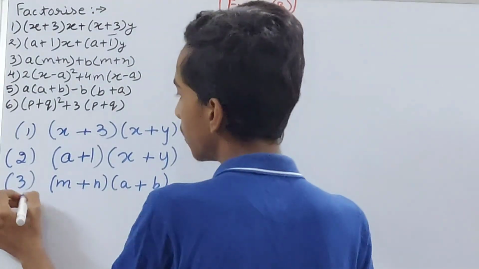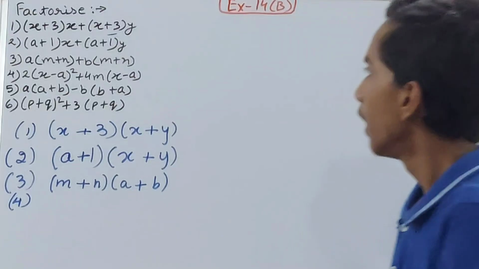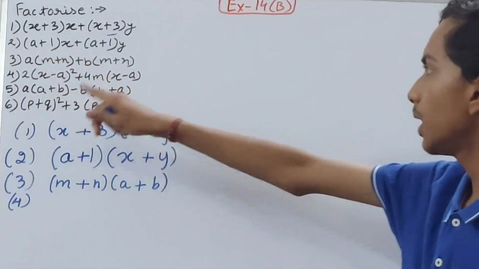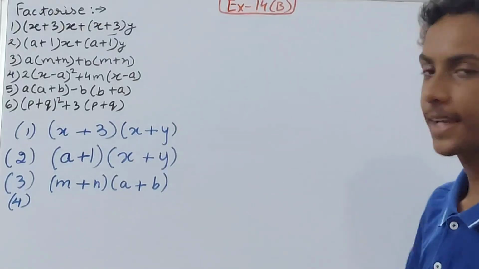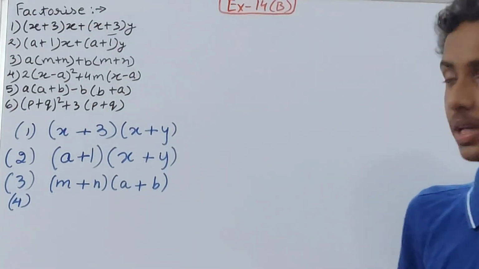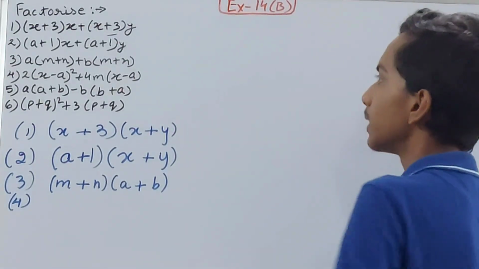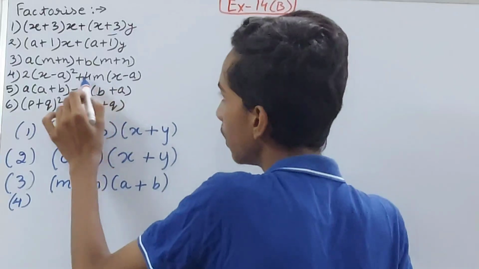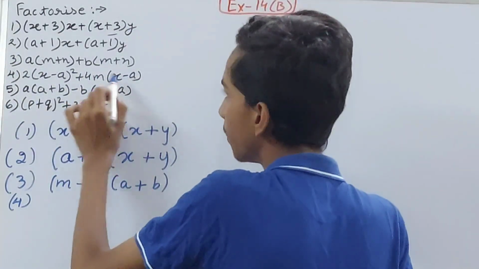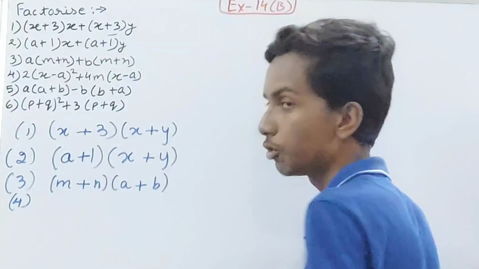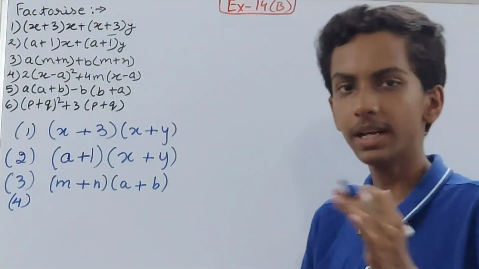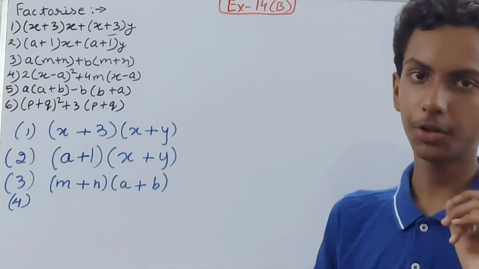Then you have what? (2x − a) whole square plus 4m into (x − a). Now what you will take common over here? See, first of all, here 4 and 2, you can take as common. Okay, from here you will take 2, here you will take 2 common, so one side you will have 1 and on the other term you will be left with 2.